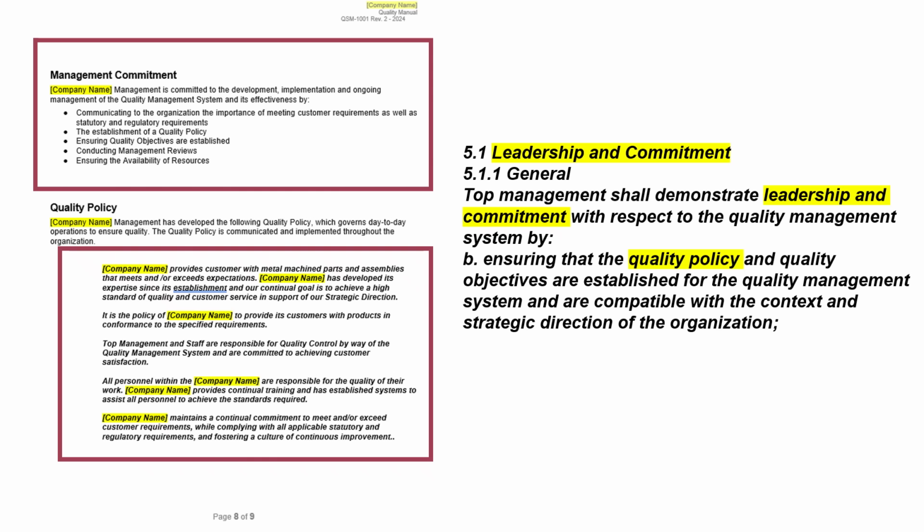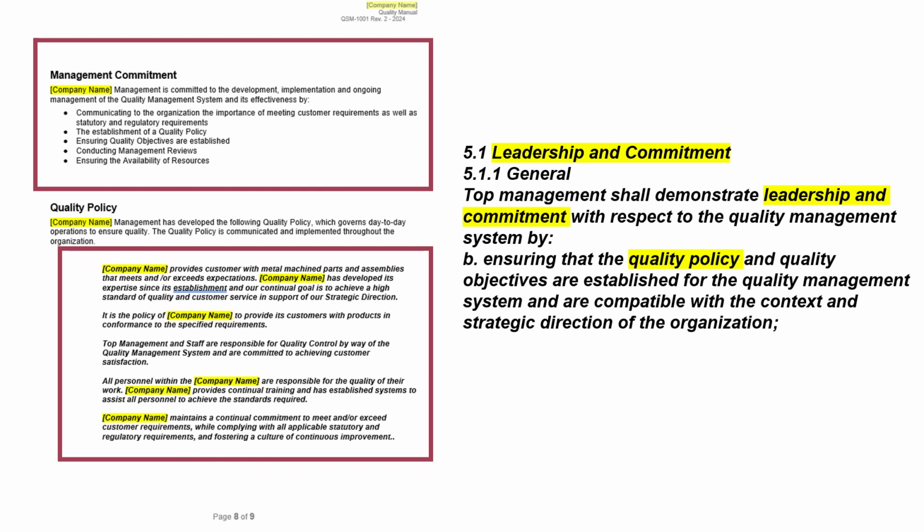In this example, in the top red framed area, we have a statement about management commitment. Management is committed to the development, implementation, and ongoing management of the quality management system and its effectiveness by communicating to the organization the importance of meeting customer requirements as well as statutory and regulatory requirements, the establishment of a quality policy, ensuring quality objectives are established, conducting management reviews, and ensuring the availability of resources. This statement tells the reader, the auditor, or the customer how management is committed to the quality management system.